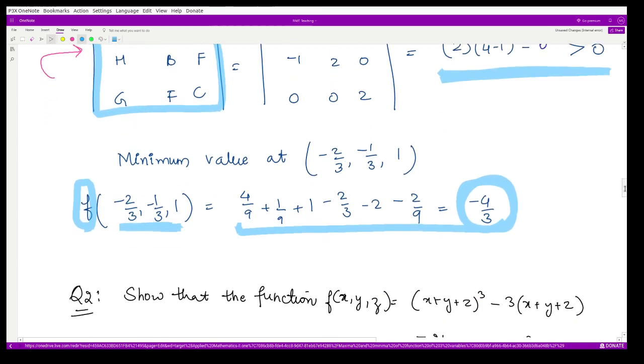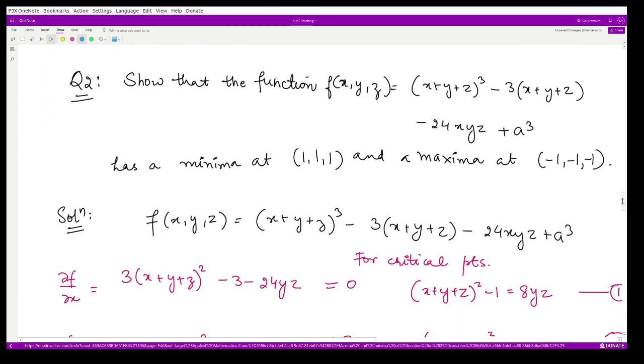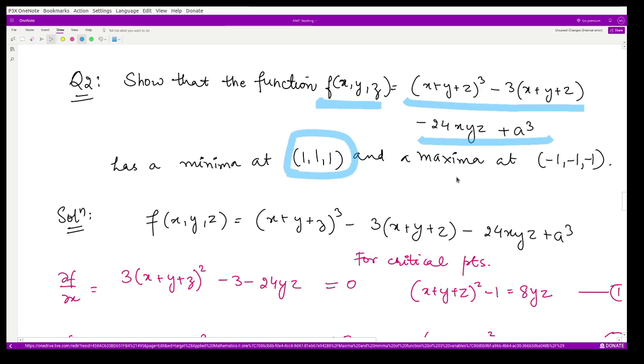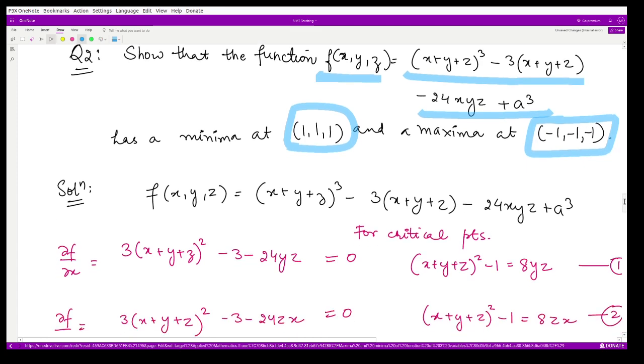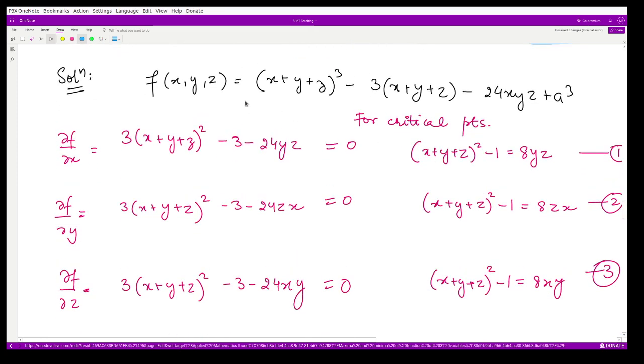So let us see one more question. The question says we have to show that the function f of x, y, z, which is defined like this, has a minima at the point 1, 1, 1 and a maxima at the point -1, -1, -1. So in this case also the procedure is the same. So we have our function.